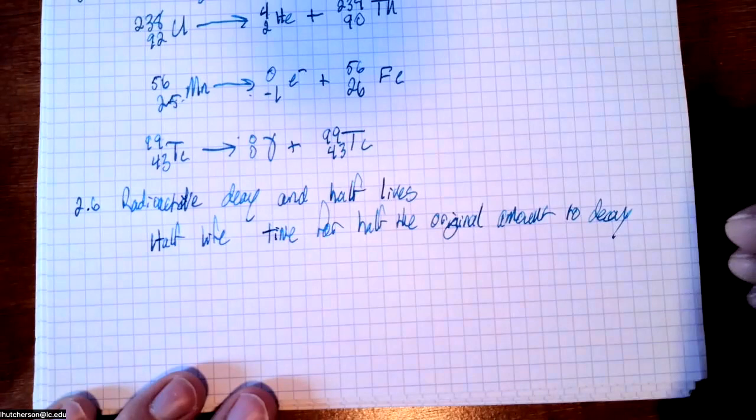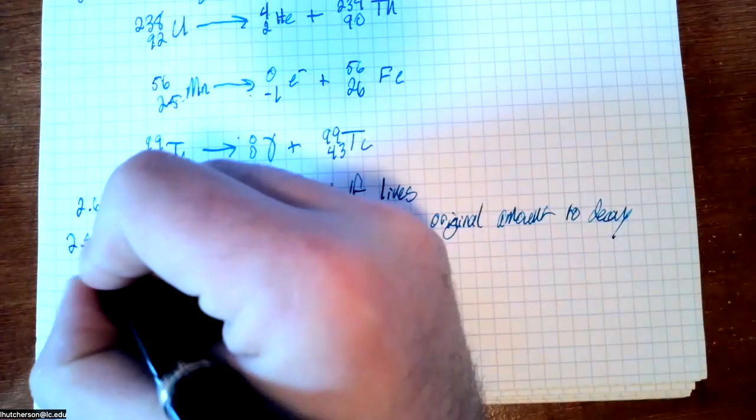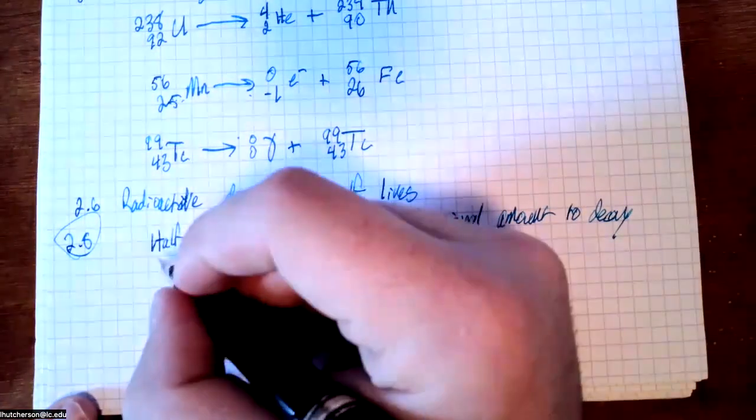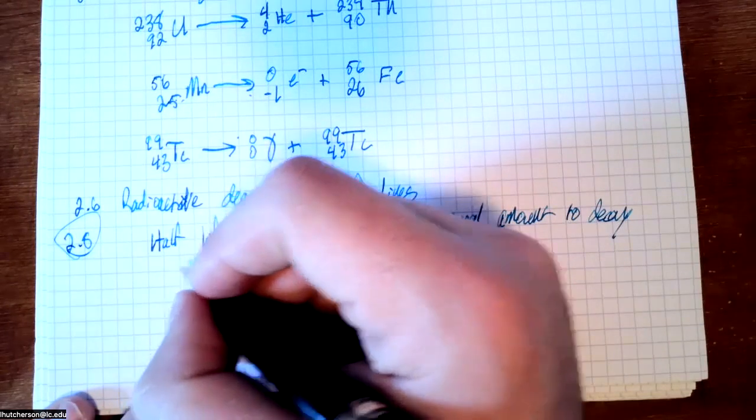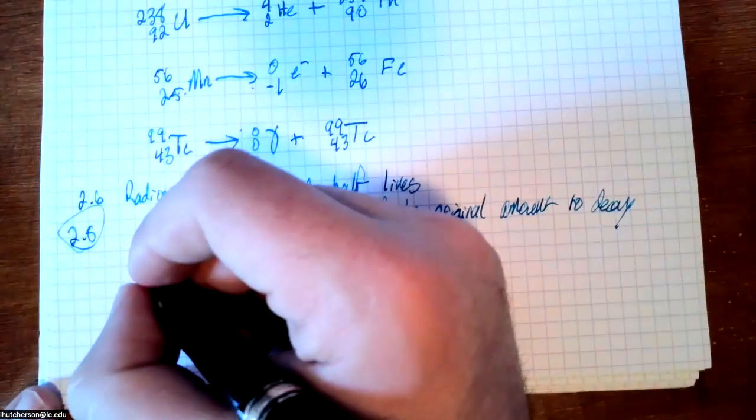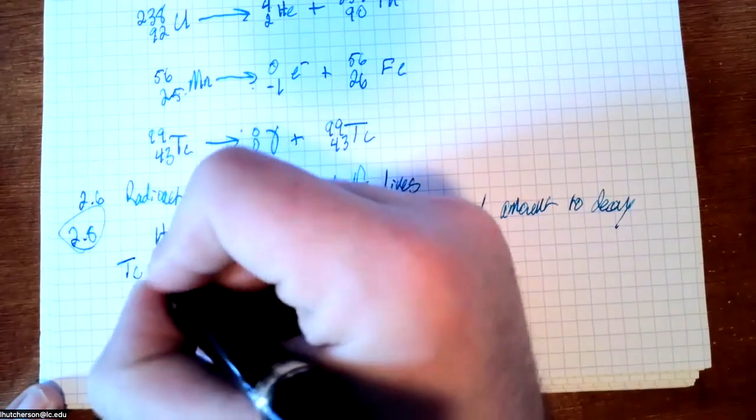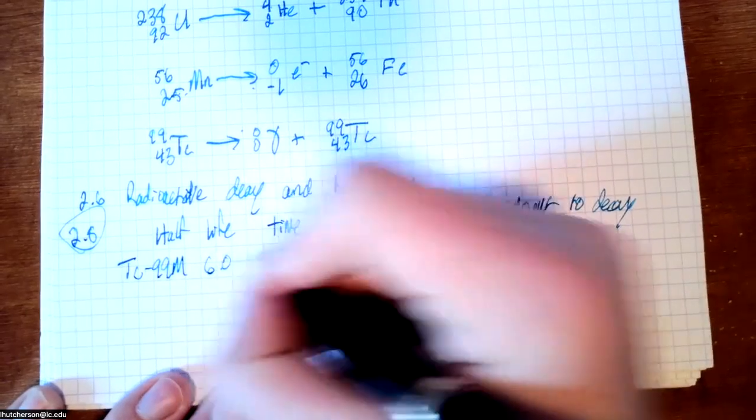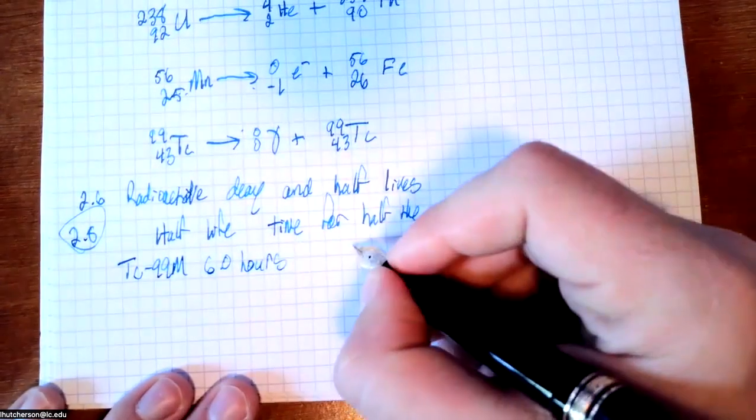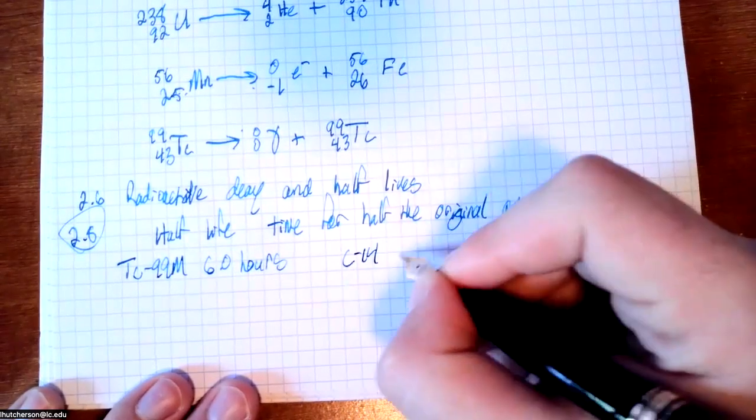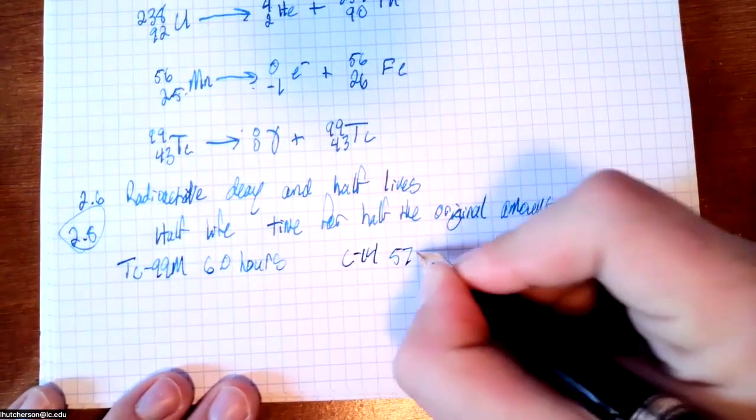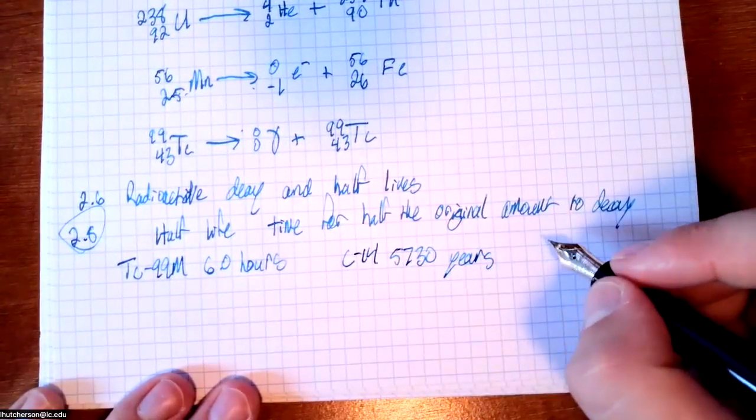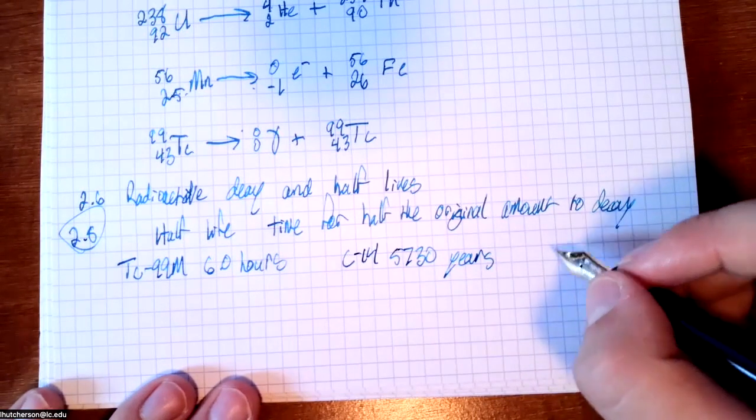So table 2.8 in your textbook has the half-lives of a bunch of different radioactive isotopes, but basically just to give you a few examples of things that we've talked about, technetium-99m is 6.0 hours. Carbon-14 is 5,730 years, and uranium-238 is 4.5 billion years.